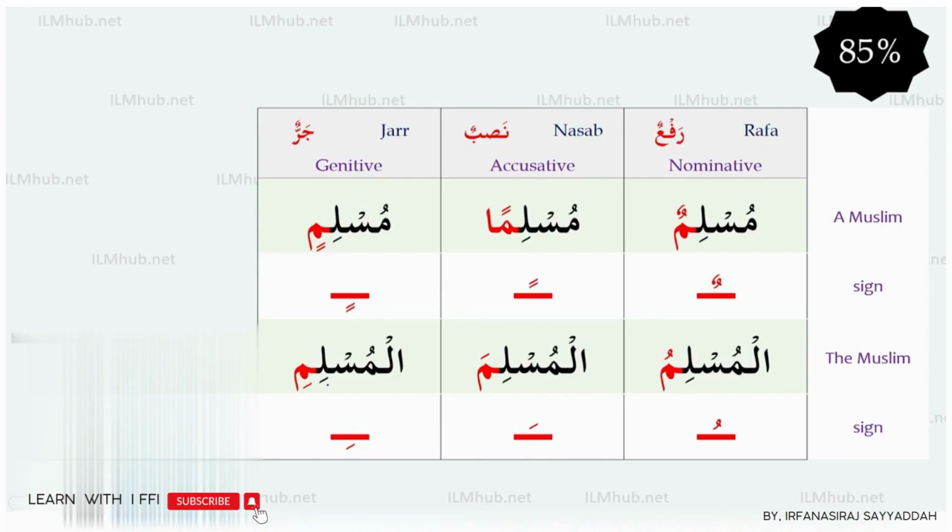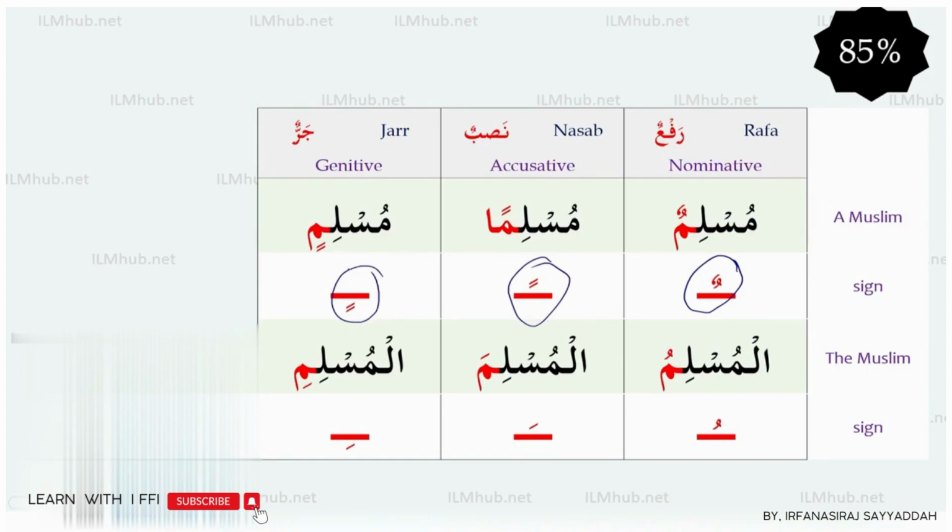So we have muslimun, musliman, muslimin, and you have the 3 endings. This one representing rafa, this one representing nasab, and this one representing jar. I did tell you at the introduction that tanween is going to play a very important role in your studies. This is an illustration of that.